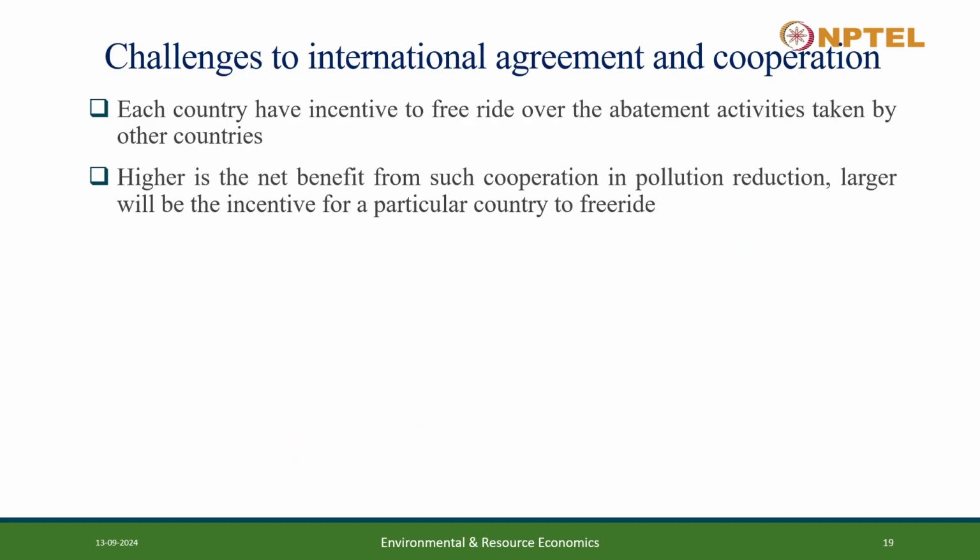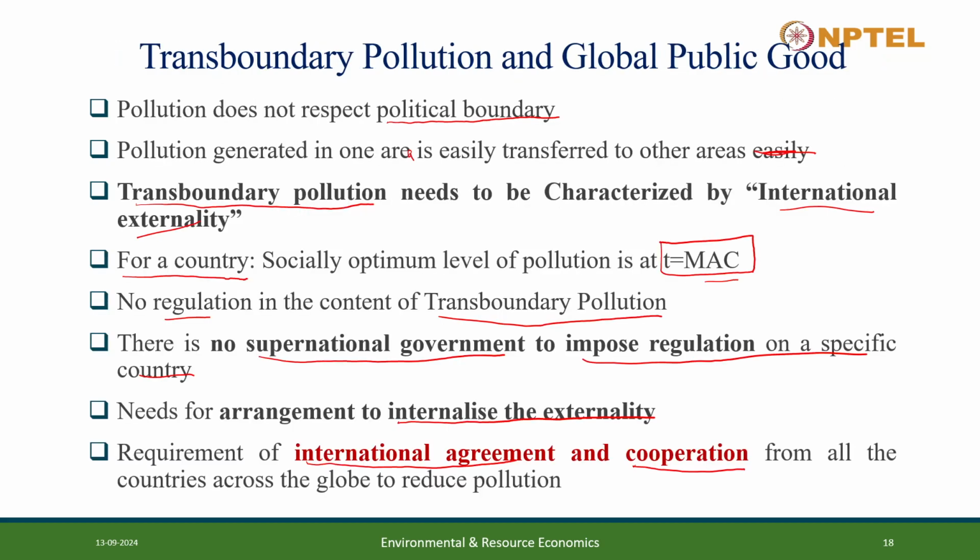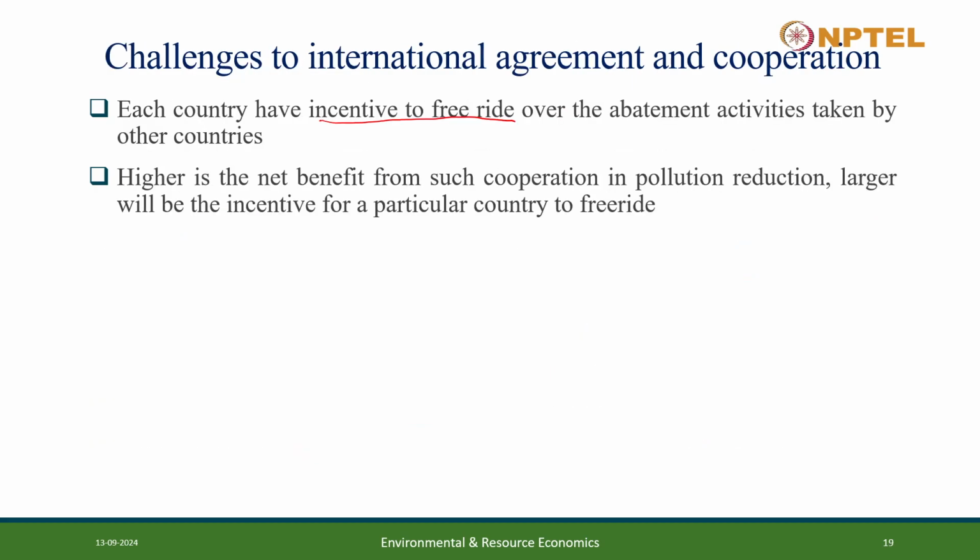But what are the challenges? Let's say all the countries come together to reduce the emission. The benefit of abatement is enjoyed by all the countries, but each country has an incentive to free ride. Let's say all the others are doing it, so why do I have to participate? I don't want to participate because it is hindering my economic growth. That is how the country free rides, moving away from the agreement or the cooperation, because other countries are anyway reducing the emission.